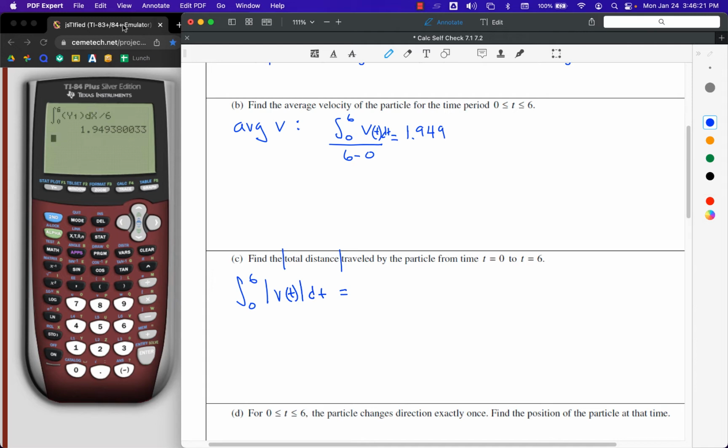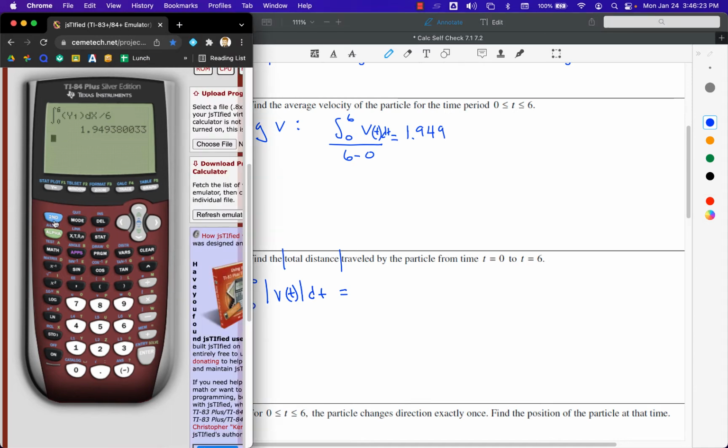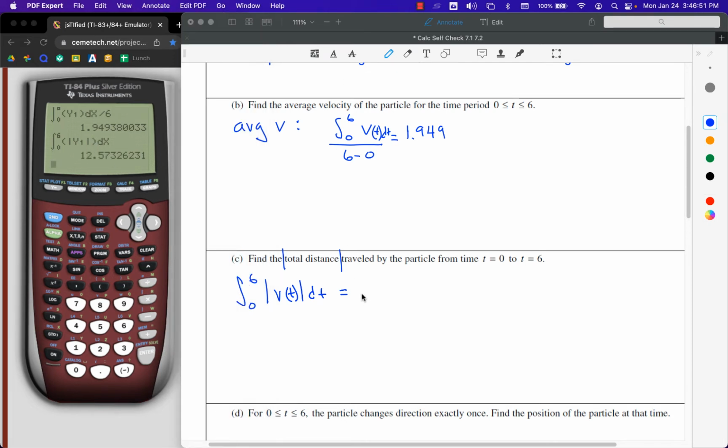So on the calculator, we're going to do math 9 and then 0 to 6 of, okay, now we want to do absolute value. So math, right, enter, absolute value, and then vars, right, enter to do our y1 variable. And then just all that with respect to x. And then it'll take a little bit of time. Absolute value usually is a little bit more intensive on the processor. Should get about 12.573. Excellent.